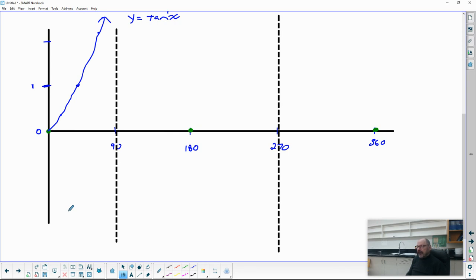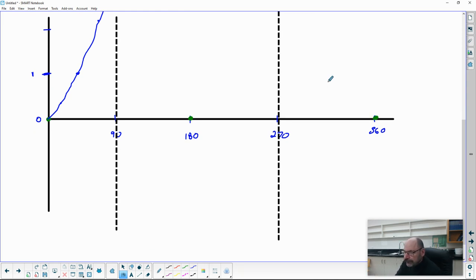Okay, now we want to figure out, is it going to go down and then up, or is it going to go up and make a U here? What's going to happen? So we've got to go in between 90 and 180. So let's do halfway in between that, tan 135.